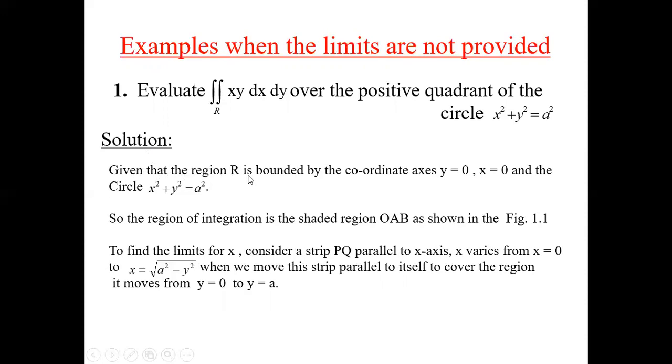Given that the region R is bounded by the coordinate axes, y is equal to 0, x is equal to 0, and the circle x square plus y square is equal to a square, because this is an equation of a circle having the center at the origin and radius equal to a. So the region of integration is the shaded area OAB as shown in figure 1.1. In the next slide, I'll give that figure and explain. So the region of integration is the shaded region OAB.